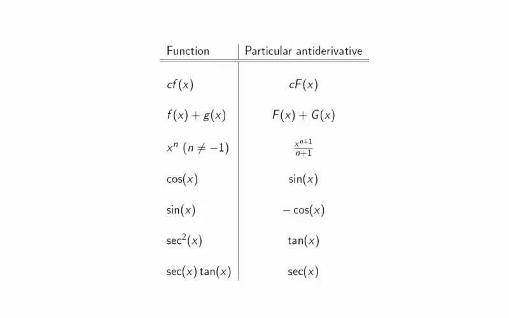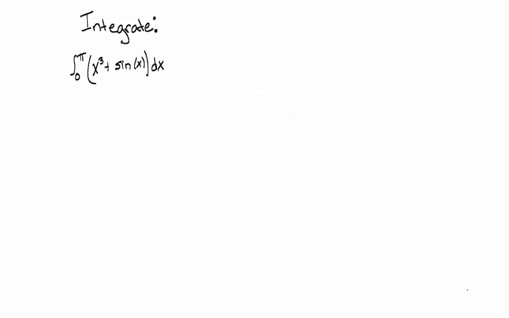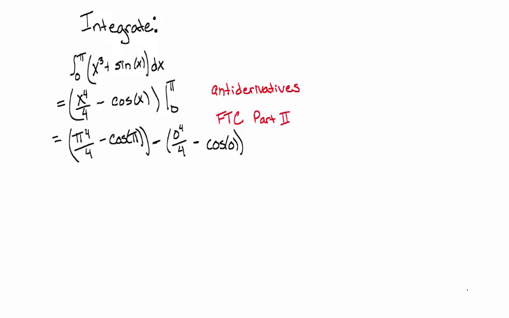Now that we've introduced Part 2 of the fundamental theorem, antiderivatives become fundamental to integration. I recommend rewatching the video on antiderivatives and studying the common antiderivative forms. For example, we can integrate the function x cubed plus sine of x from 0 to pi by first calculating the antiderivatives and using Part 2 of the fundamental theorem.